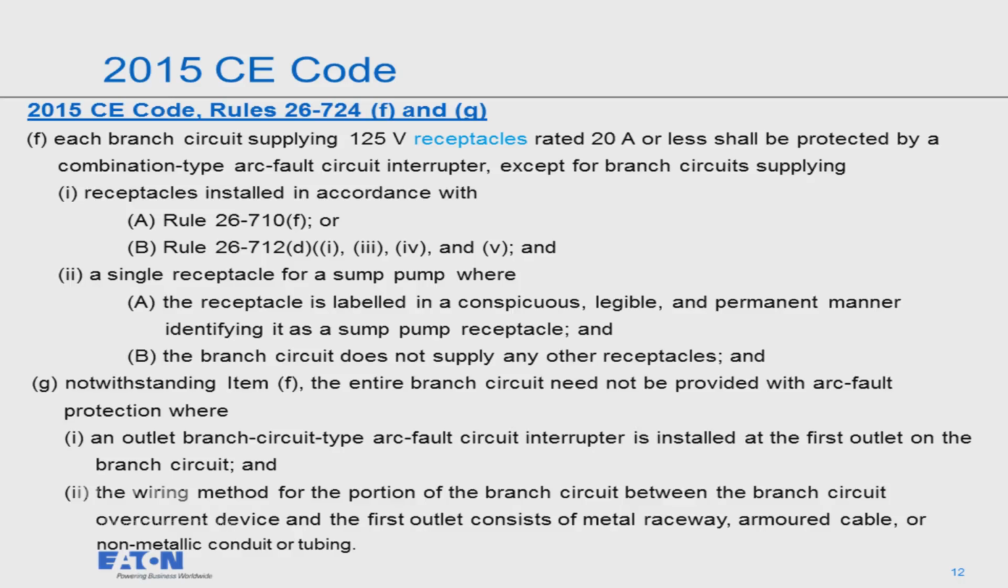So now we're going into the OBC outlets or receptacles. This introduces the use of outlet branch circuit interrupters, or receptacles, into the code as well, provided that they're used in a specific way. The wiring method for the portion of the branch circuit between the branch circuit overcurrent device, the breaker, and that first outlet shall consist of a metal raceway or armored cable. We'll see why that is in a second.